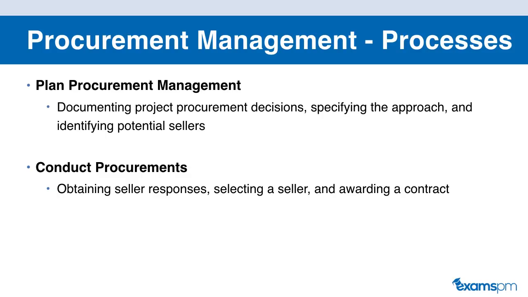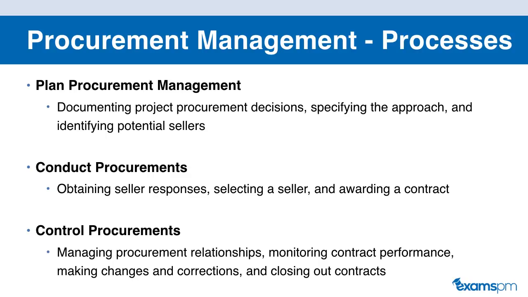Now, once you have onboarded the seller, you want to monitor and control, making sure that you're getting the most out of this contract. So this brings us to the last process within procurement management, which is to control procurements. This is the process where you're managing the procurement relationship, monitoring the contract performance, so making sure that your sellers are doing what they said they were going to do according to the contract, making changes and corrections when necessary, and when the seller has completed all of the work, closing out the contract.